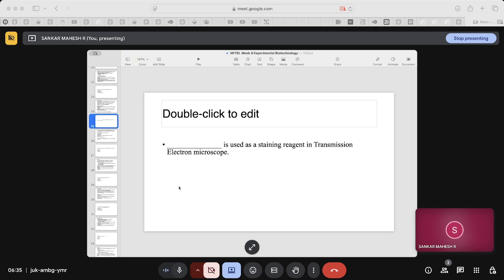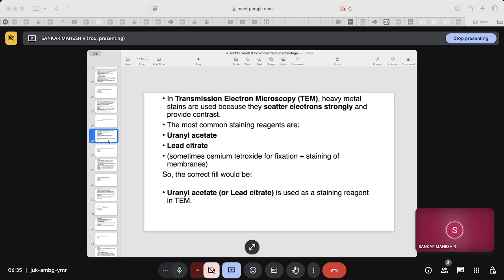Okay, so in TEM, we do staining of the sample. In TEM, the stains are heavy metals, so they scatter the electrons and provide contrast. People use uranyl acetate, lead citrate. So one of these can be used as a staining reagent in TEM.